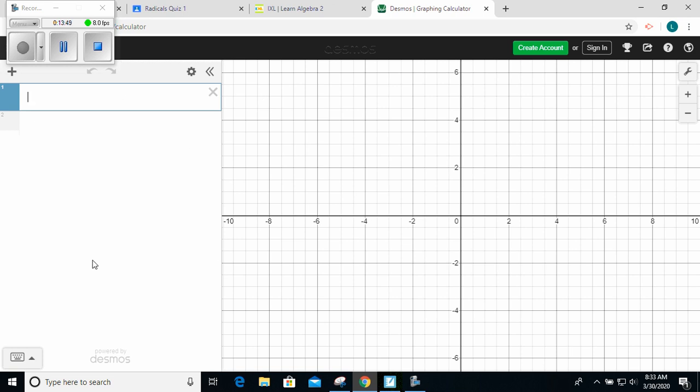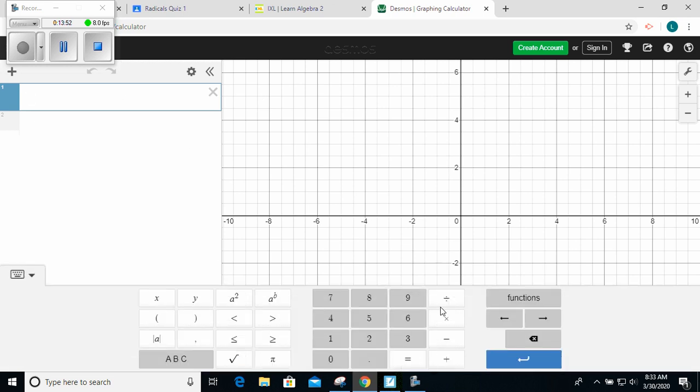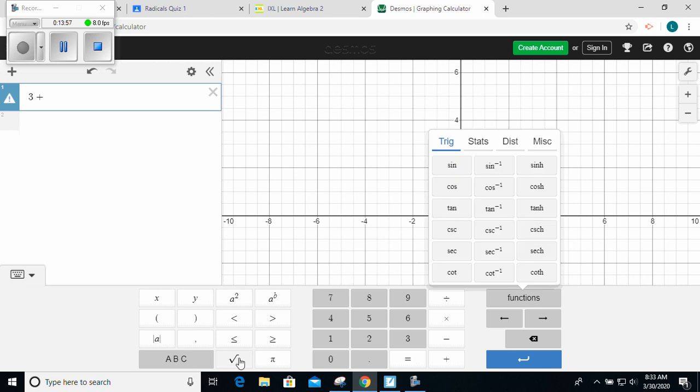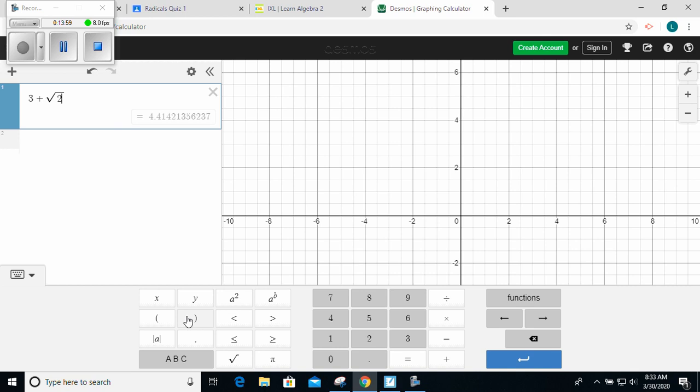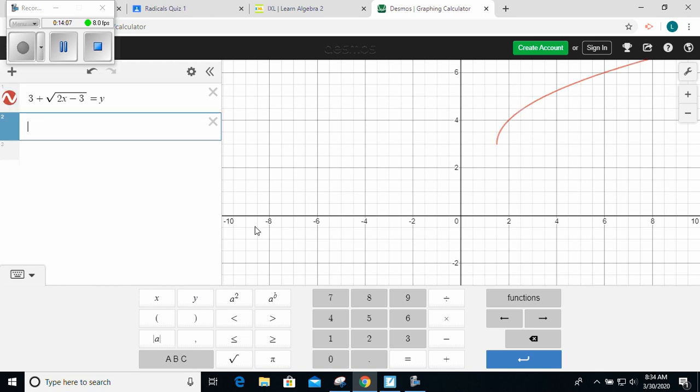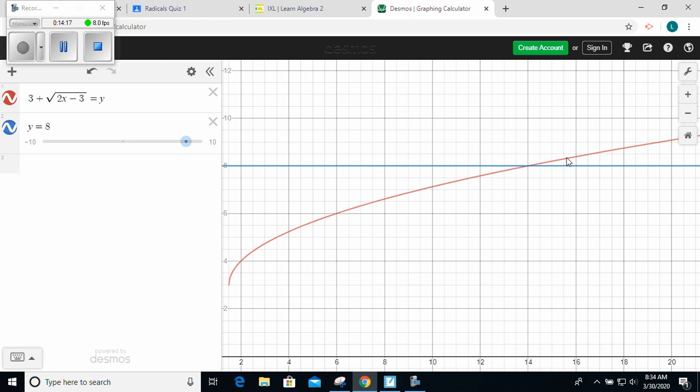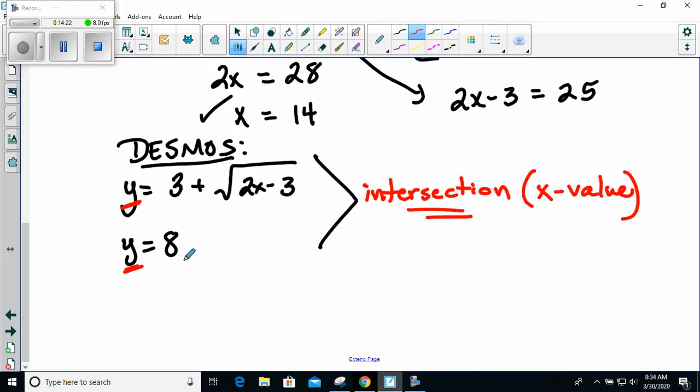So again, Desmos: 3 plus the square root of 2x minus 3, and then we'll set that equal to y. And right here, we've got y equals 8. I don't see it, but y equals 8 is up here, so I have to grab hold of that screen and slide it over till I find the intersection. And looky right there, x equals 14. Is that not what I got? x equals 14. Fast, easy, efficient.